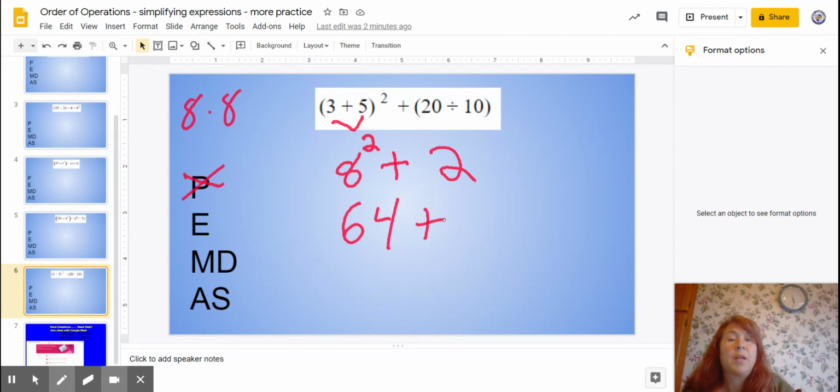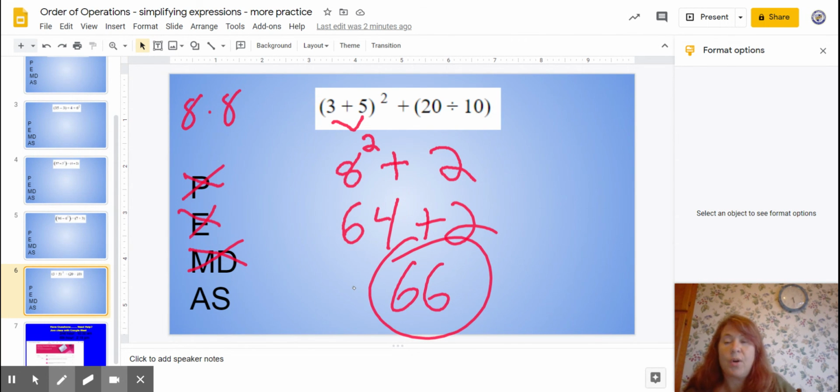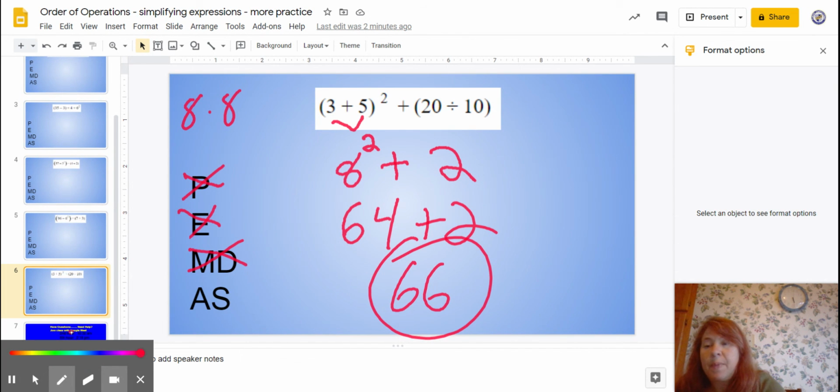64 plus 2. Let me cross off my exponents first because I finished those. This particular problem does not have any multiplication or division, but it does have addition and subtraction. So 64 plus 2 is 66. That was the answer for the last problem there. So we're going to take a moment here. I'm going to move on to our next slide.